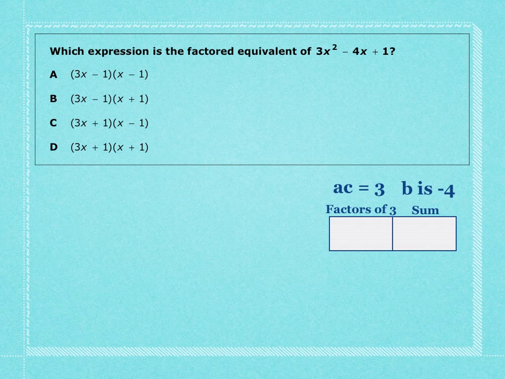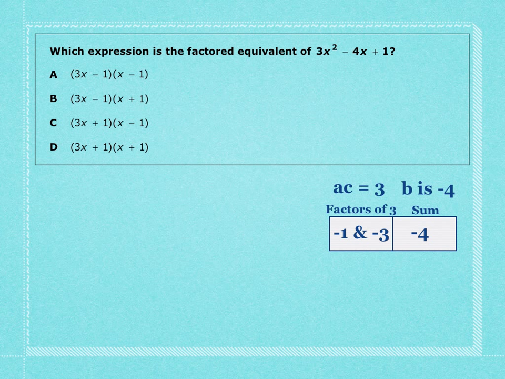3 is a prime number, so this one should be really easy. The only whole numbers that multiply together to give me 3 would be negative 1 and negative 3, or positive 1 and positive 3. We've already ruled that out though. And then the sum, negative 1 plus negative 3 is negative 4. So those would be our two factors that we need to use.